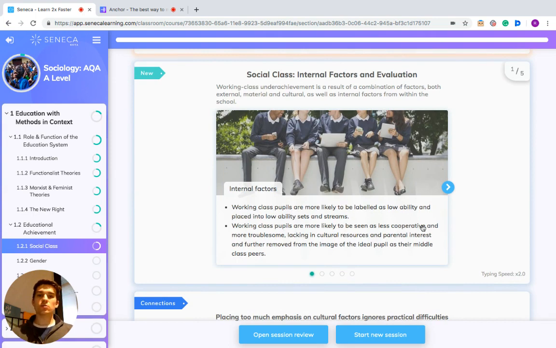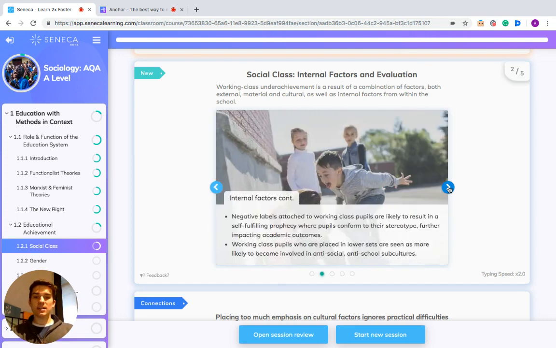Now we can also look at social class internal factors and evaluation. So working class underachievement is a result of a combination of factors, both external, material, and cultural, as well as internal factors from within the school. So working class pupils are more likely to be labelled as low ability and placed in low ability sets and streams. Working class pupils are more likely to be seen as less cooperative and more troublesome, lacking in cultural resources and parental interest, and further removed from the image of the ideal pupil than their middle class peers.